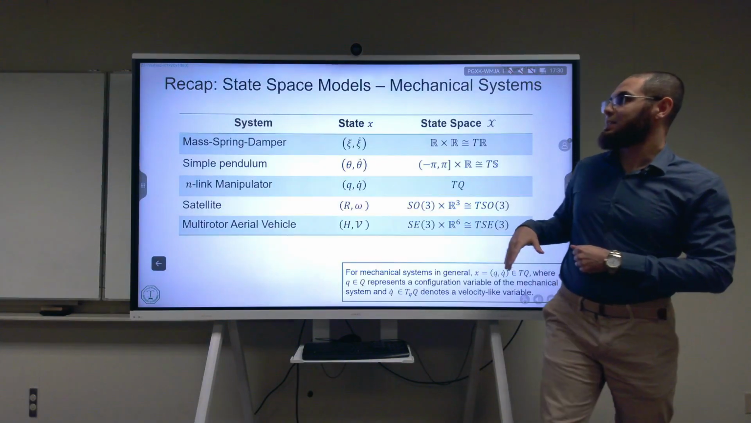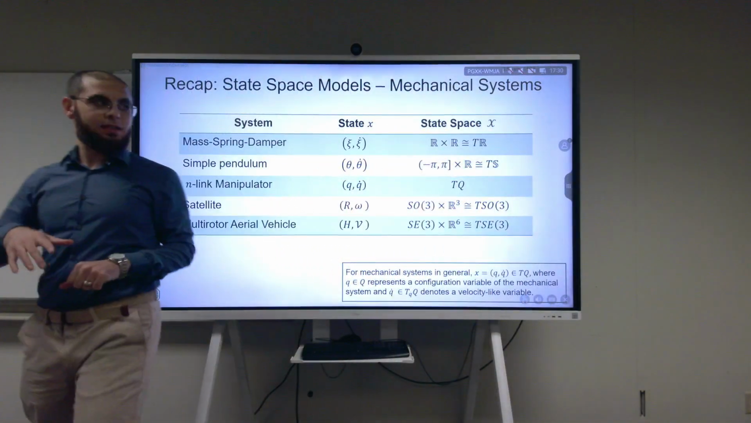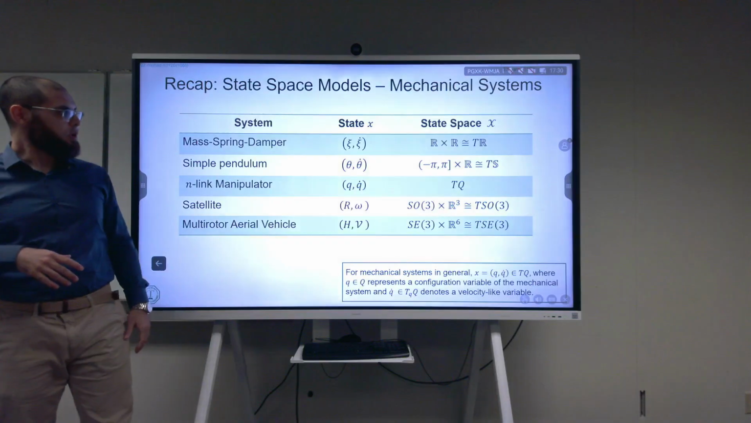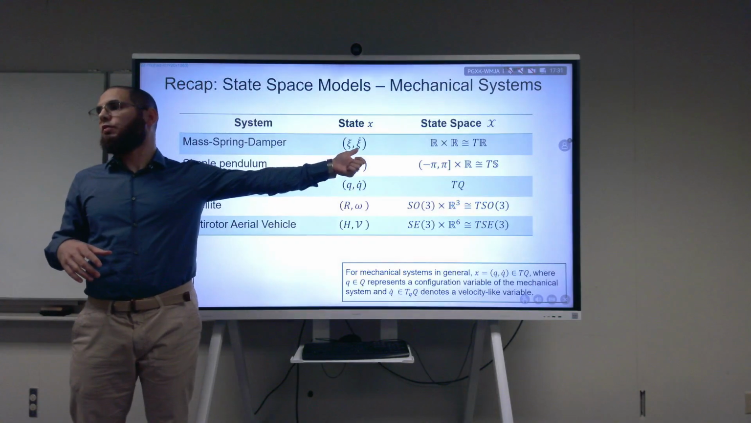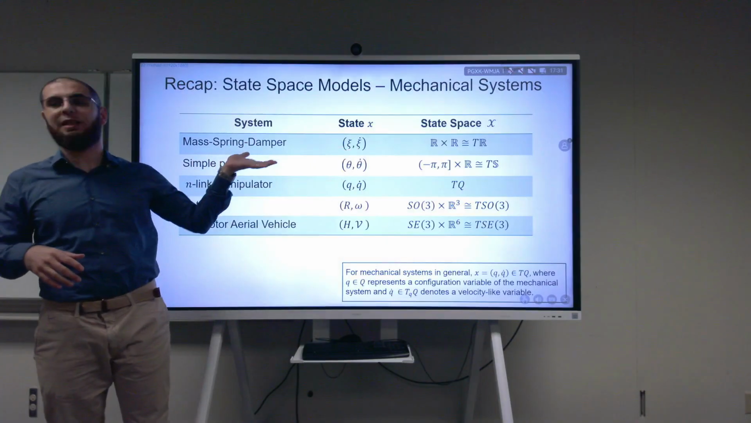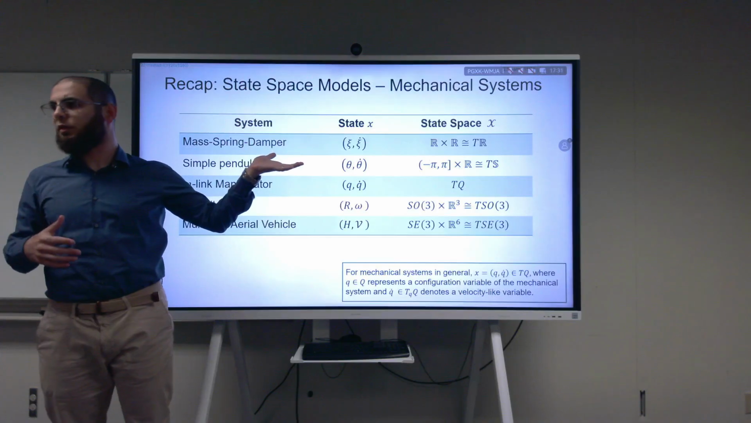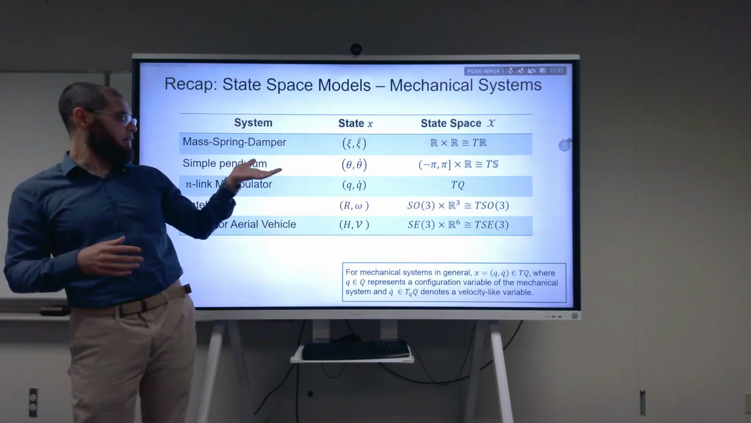And then we looked at state space models. We said that for mechanical systems in particular, we usually choose the state to be some configuration-like variable and some velocity-like variable. The mass spring damper system, we haven't looked at it, but this will be part of what we're going to be doing in the assignment.